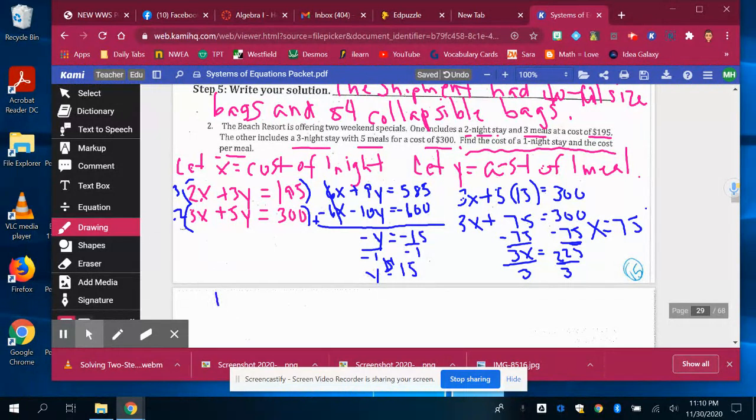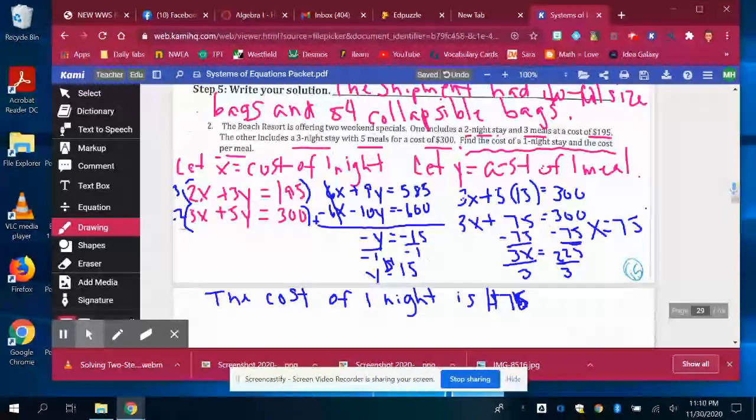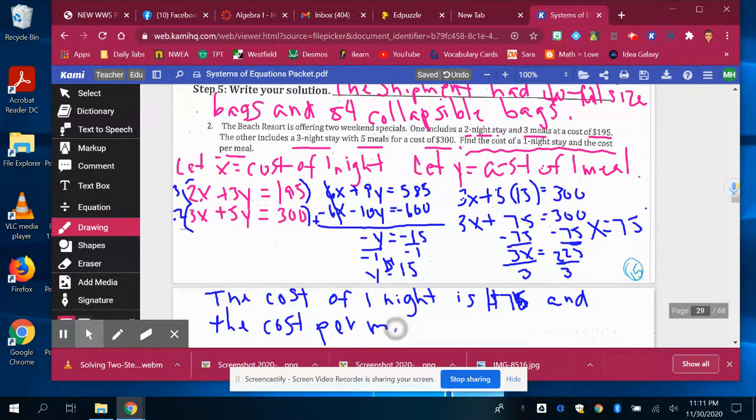So we would say, I'm going to go back up to my find the cost of a 1-night stay and the cost per meal. So we could say the cost of 1 night is $75. That was our 75. That was our x. And cost per meal is $5.